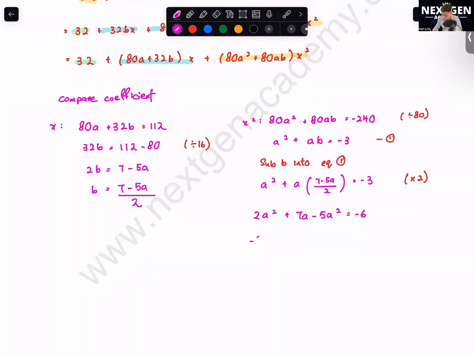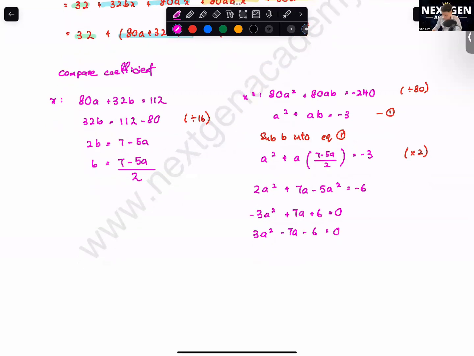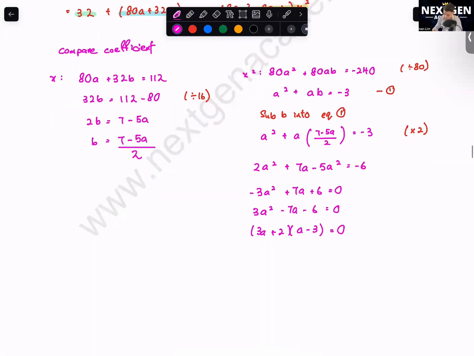Then rearrange it, make it a quadratic equation. Negative 3a squared plus 7a plus 6 equals 0. You change it to positive: 3a squared minus 7a minus 6 equals 0. Factorize it: (3a plus 2)(a minus 3) equals 0. Final answer, a equals negative 2 over 3, a equals 3.